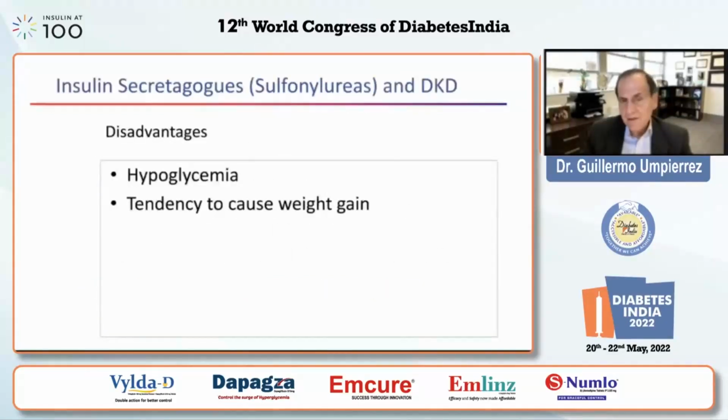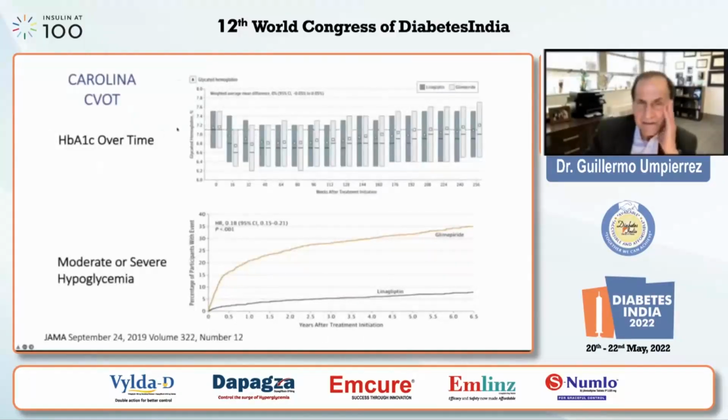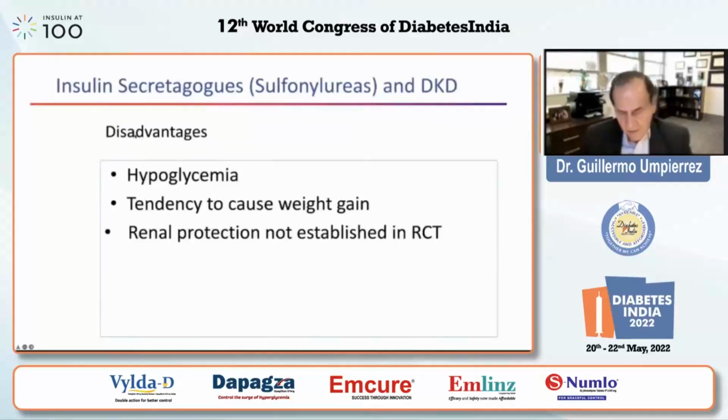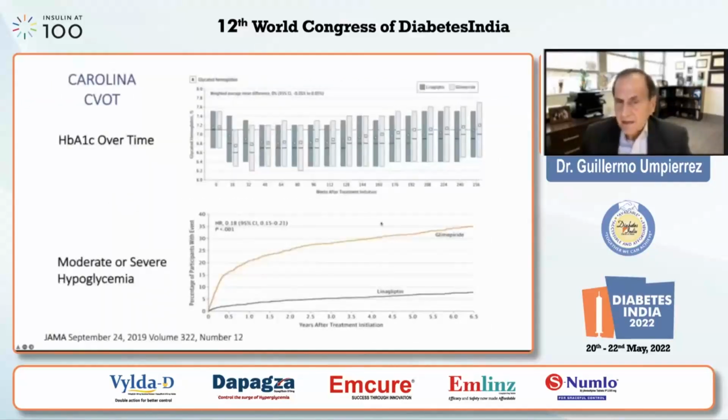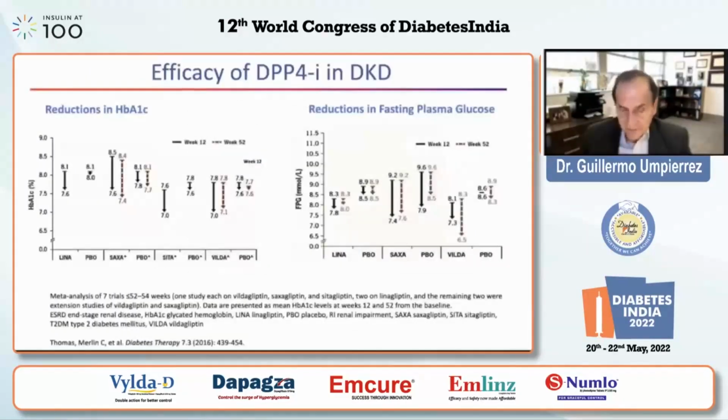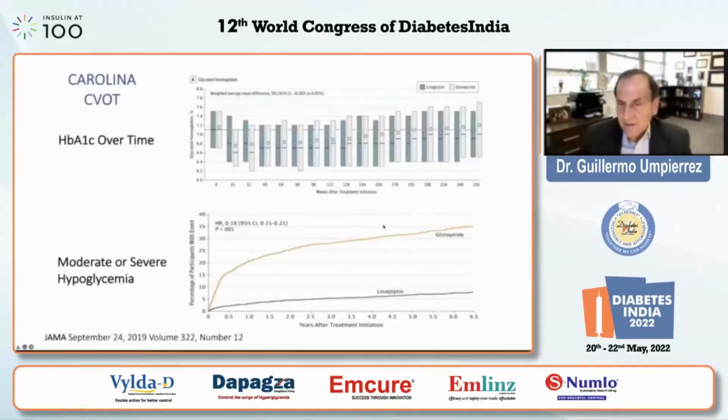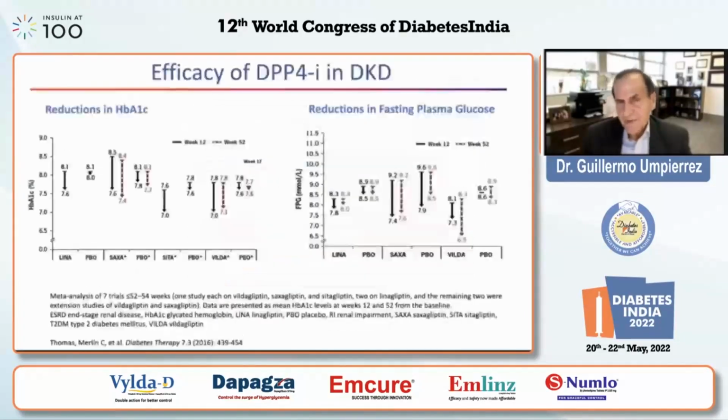So what about insulin secretagogues? Here you have the CAROLINA trial, which studied glimepiride versus linagliptin. What happened is that you see a significantly increased risk of hypoglycemia, and that's the reason why the use of sulfonylureas around the world has decreased significantly. They are very effective in bringing the blood glucose down. They're cheap, they work fast. Unfortunately, sulfonylureas do not prevent cardiovascular complications, and they do not prevent kidney progression. So not metformin, not sulfonylureas.